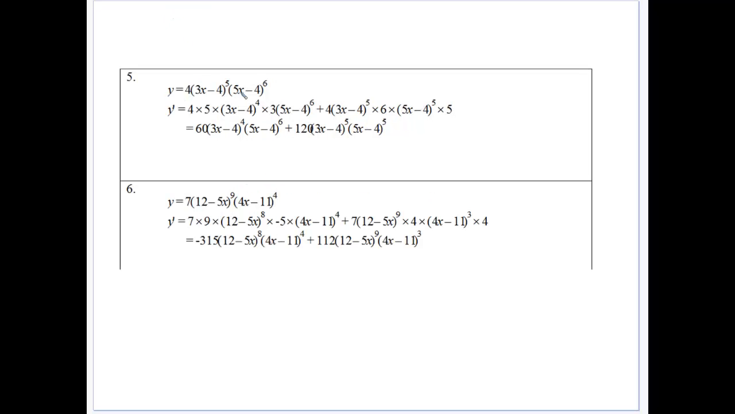So these ones, even though they look harder, and they are harder, they're not impossible. It's just applying those rules. Deriving the first times the second plus the first times the derivative of the second, and then collect your terms. So same thing again. Derive the first, leave the second, and then leave the first one there, and then derive the second one, and then multiply your numbers to give you whatever values are there.